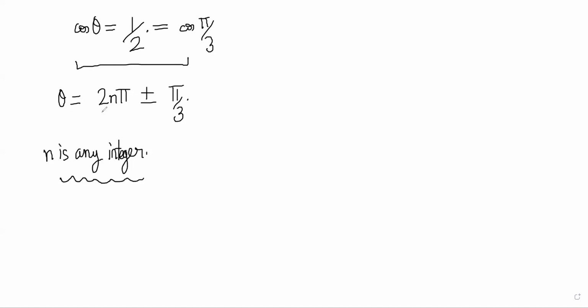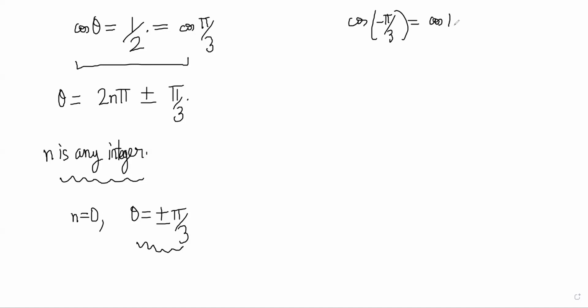So the point is that again you take n as any integer. If you take n as 0, theta is coming as plus or minus pi by 3. So you get two answers for theta. Now you can check cos pi by 3 is anyway half. Cos of minus pi by 3 is also half, right? Because we know cos of minus theta is same as cos of theta. So there are two angles that are coming, minus pi by 3 and plus pi by 3.